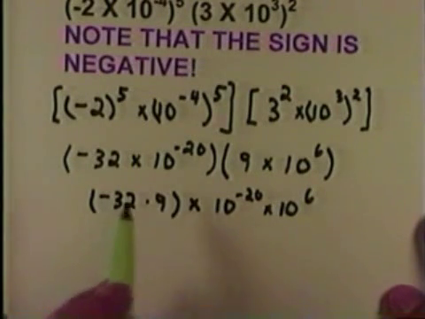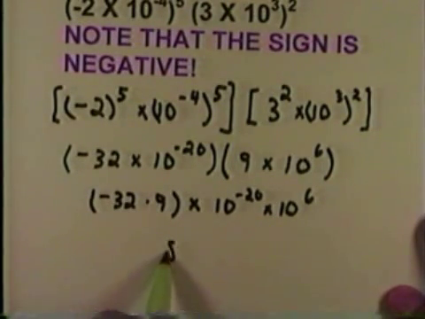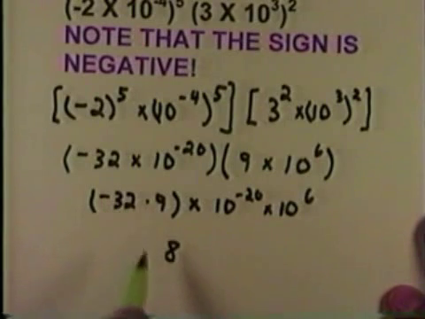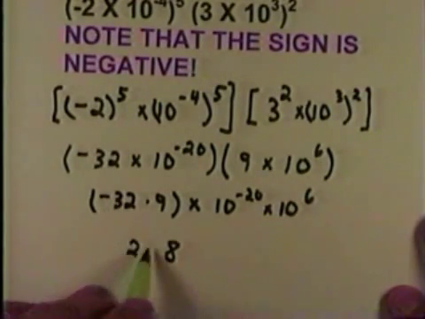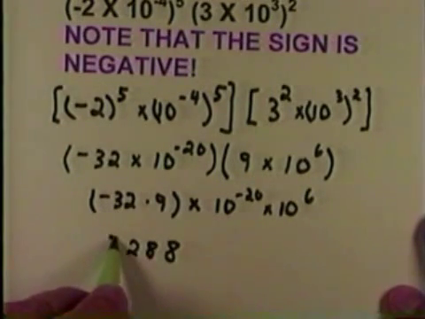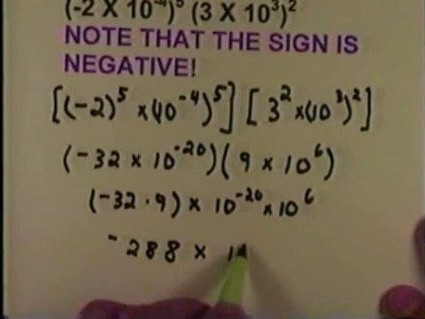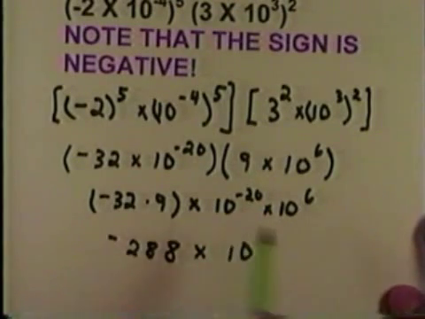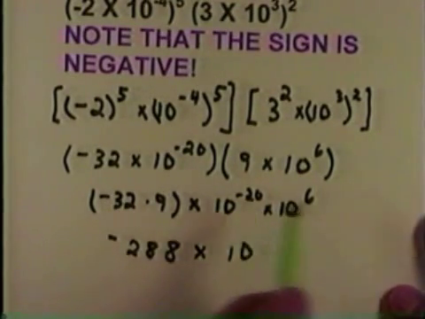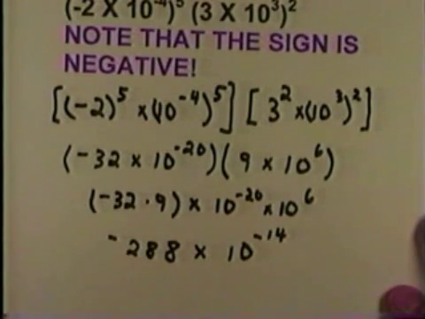Now on the calculator, I can do negative 32 times 9, or perhaps do it in my head. Let's see, 9 times 2 is 18. 9 times 3 is 27. And 1 makes 28. So I get a negative 288 times 10. Okay, now to multiply powers having the same base, keep the base and add the exponents. Negative 20 plus 6 is a negative 14.